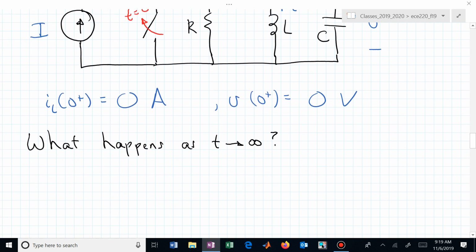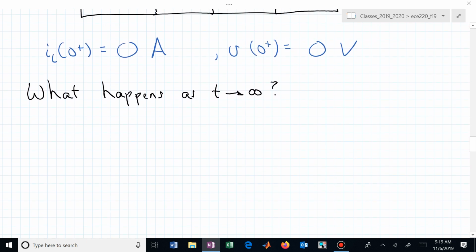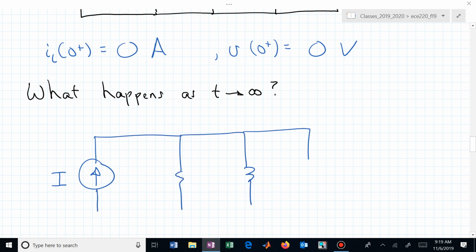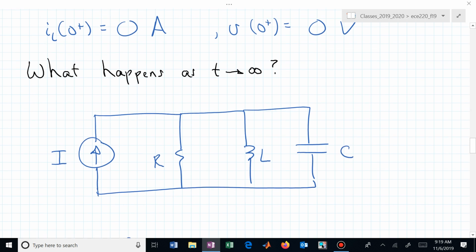Let's make it a little more interesting. Let's open up that switch. What happens as t goes to infinity? Well, now we have the current source in play, and we have the three circuit elements. The source is constant, and it's now been in this scenario for a long time on the other side of the origin. As we march off to infinity in time, what's going to happen now?